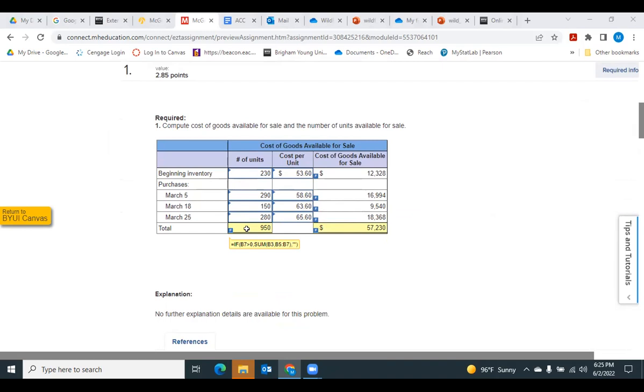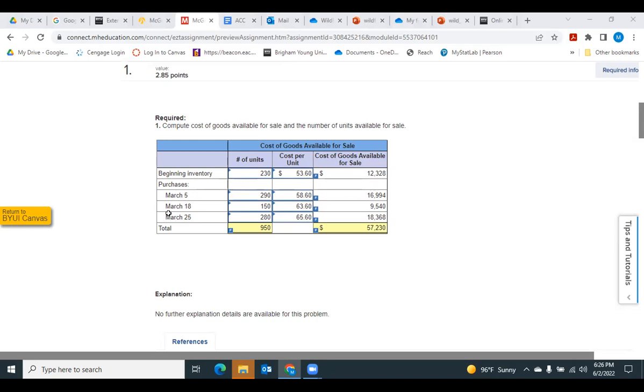So sometimes just being able to see this left-hand column, we can do the rest of the problem, because it wasn't the concept. It was just like, what do you want from me, McGraw-Hill? And so if you see that they have it set up with beginning inventory, then purchases, and then the dates of three purchases, that probably.